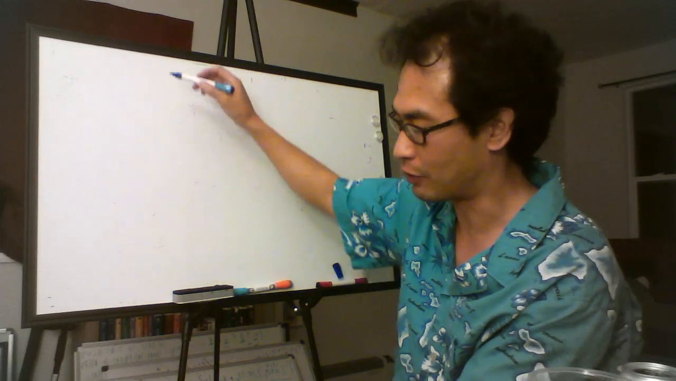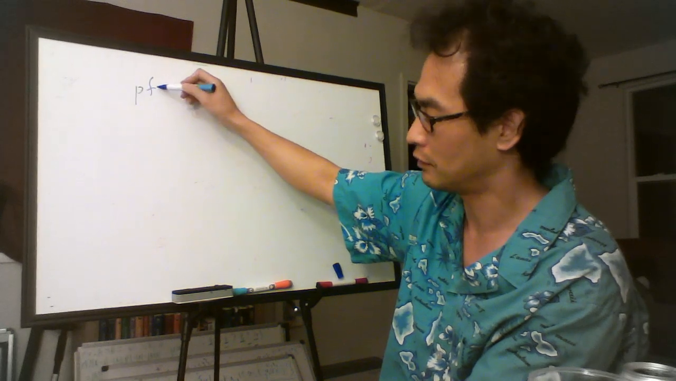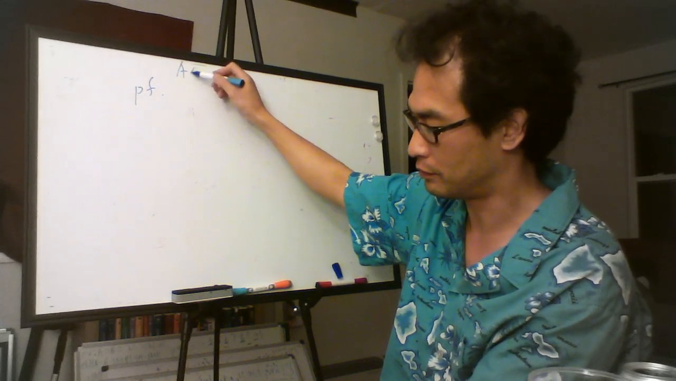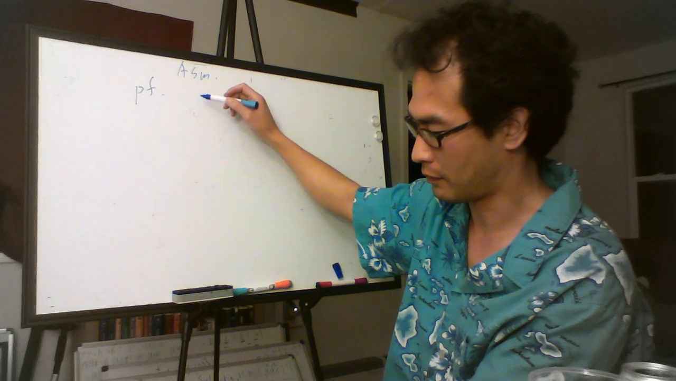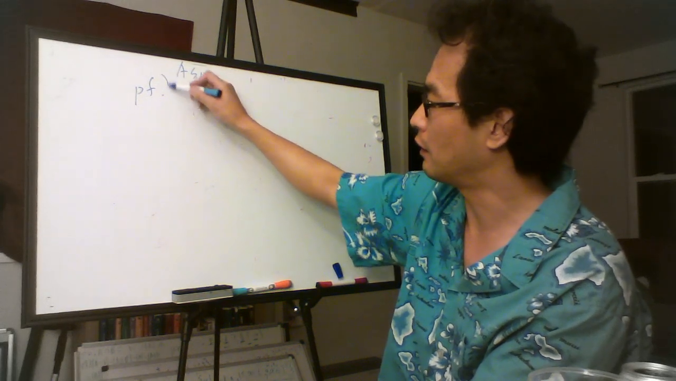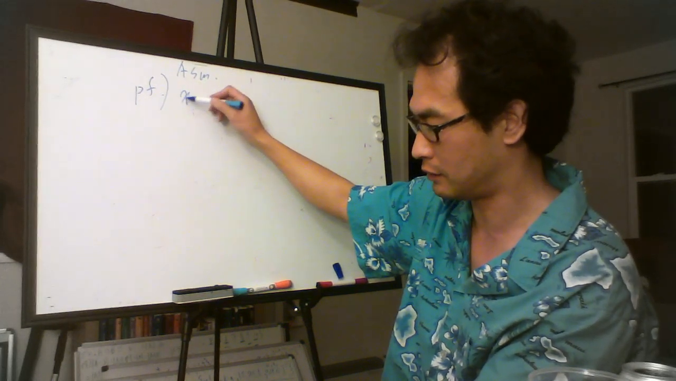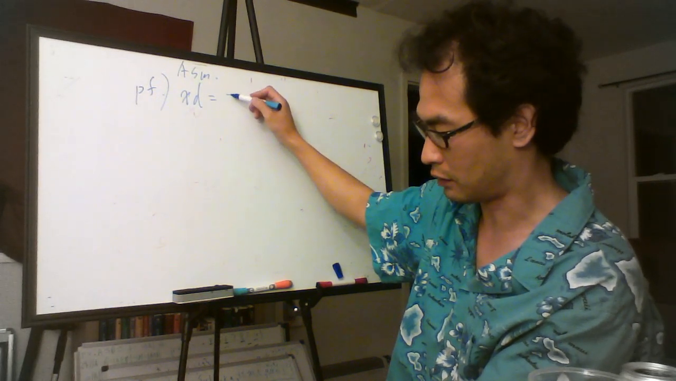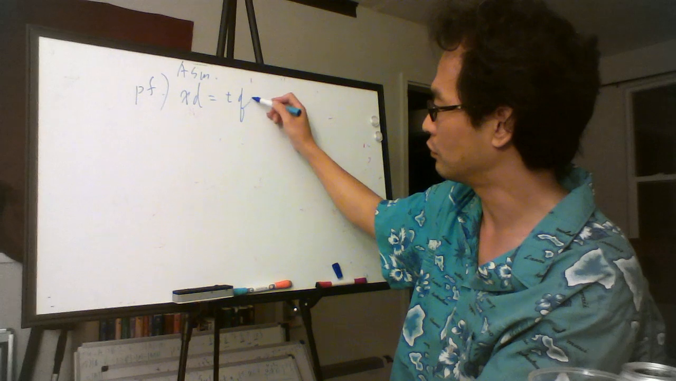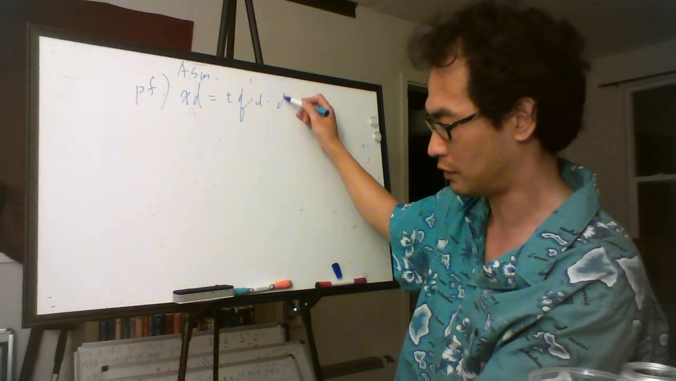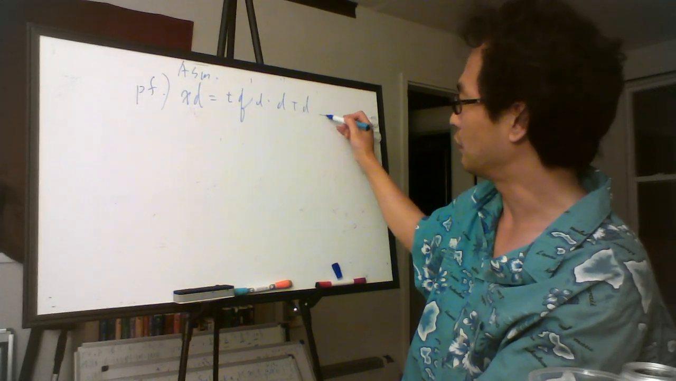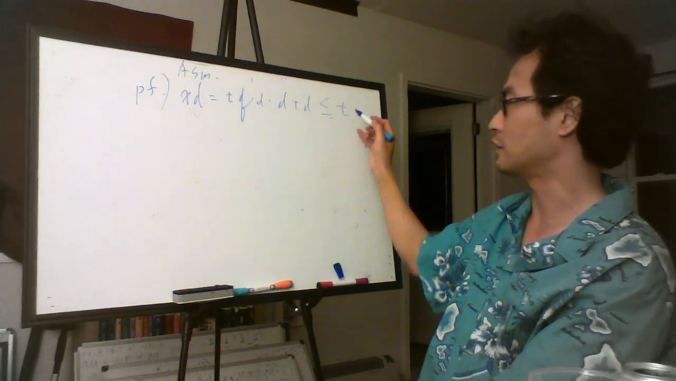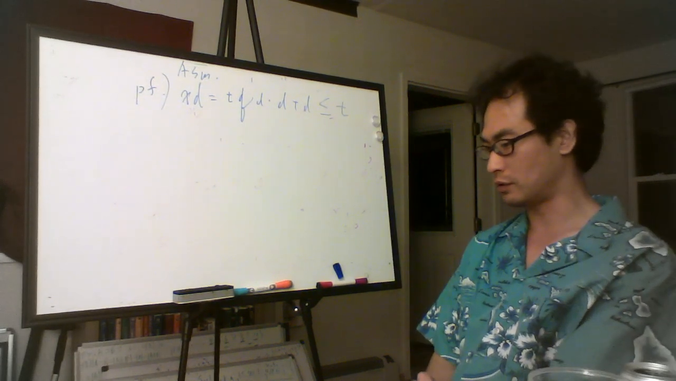I'm just copying it down, okay? So proof, assume x times d is equal to tq d times d plus d is t or less, okay? Let's assume that, all right? So.